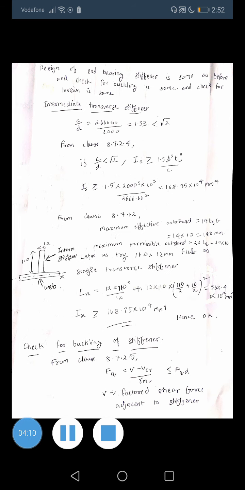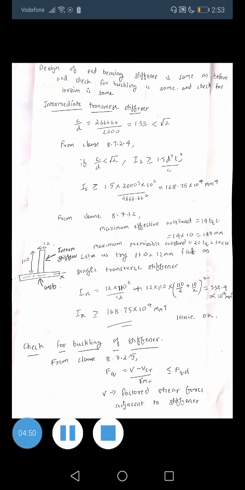In that term the D will be 110, so 12 into 110 cube by 12, plus area 12 into 110 into (110 by 2 plus 10 by 2) whole square. What is 10? 10 is the thickness of the web. So the value of IX comes out to be 532.4 into 10 power 4 mm power 4. Now this value of IX is greater than the calculated value, that is 1.5 d cube tw cube by c square. So hence our assumption of the dimension, that is 110 by 12 mm flat, is correct.